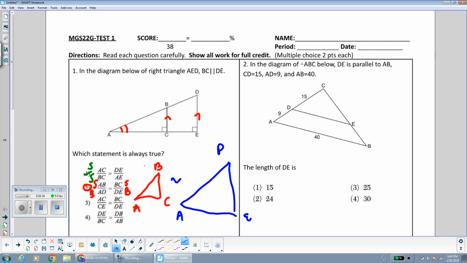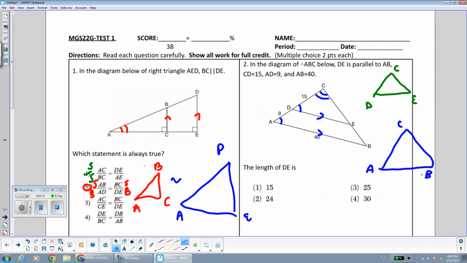Moving on to number 2. So we have two similar triangles. We know that the triangles are similar because parallel lines create congruent corresponding angles. And we also have the shared angle C. So small triangle CDE is similar to big triangle CAB. So if it's hard for you to see what matches up and what corresponds, I highly recommend redrawing the two triangles. So we have small triangle CDE and we have big triangle CAB.